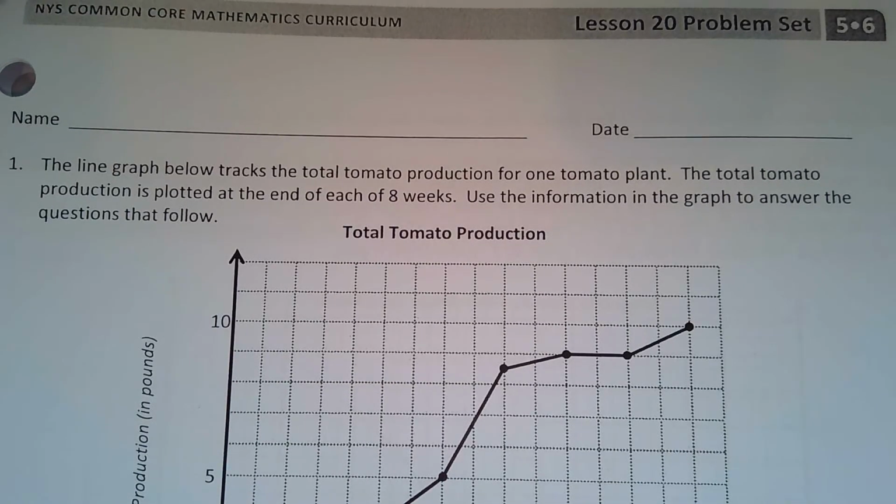Okay, this is Module 6, Lesson 20, Problem Set, or the Concept Development. So what we're going to do is analyze this word problem, and analyze the data that goes with the word problem to see if we can answer the questions. So before we really get going, you need to look at the data that you're being presented.